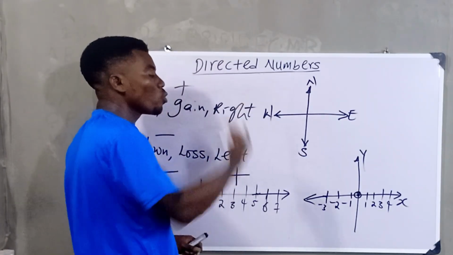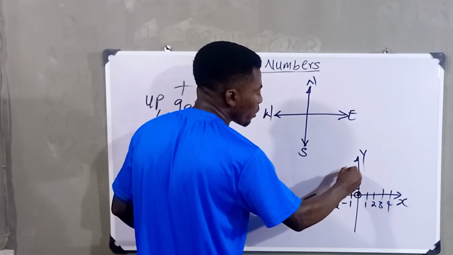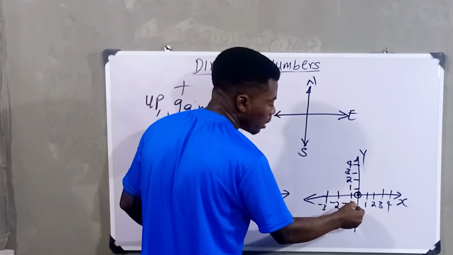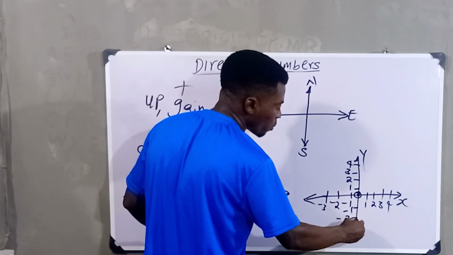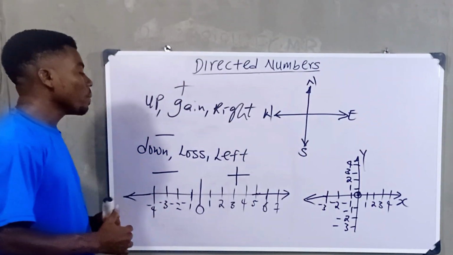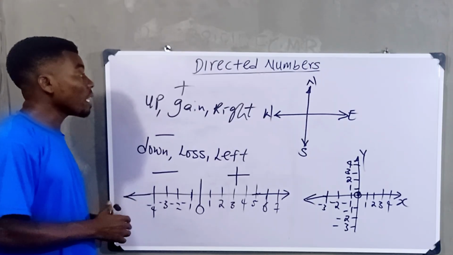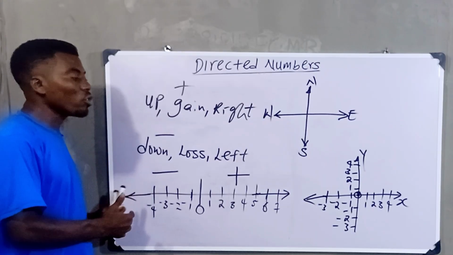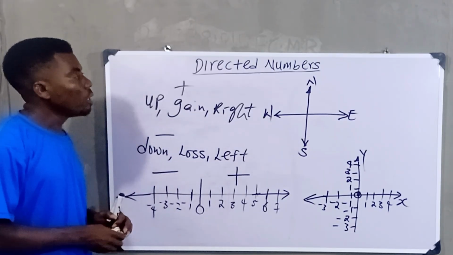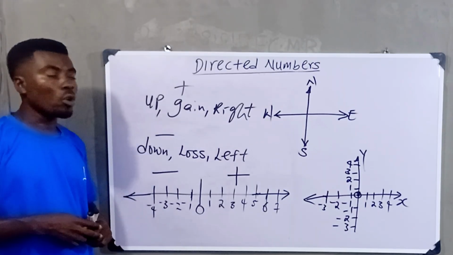And then what happens when you move upward? Upward we have 1, 2, 3, 4. And then downward, we have -1, -2, and -3. So all these examples are there to explain what directed numbers are. Directed numbers, as stated earlier, are numbers that have both magnitude and direction. Okay, so let's dive into directed numbers and see why it is very important that you know it.